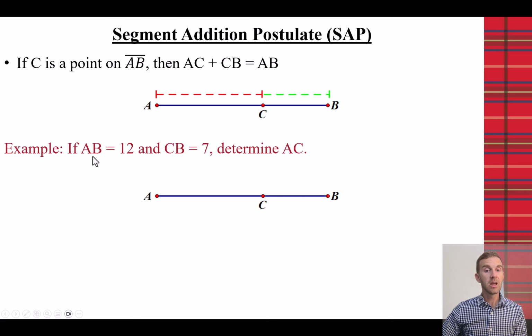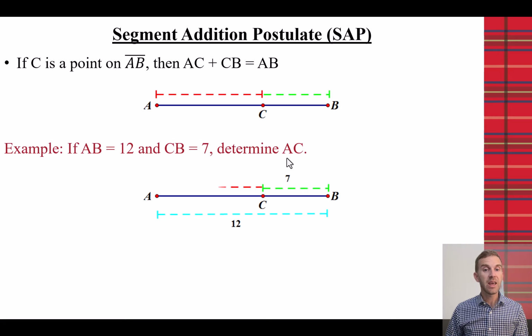So say we have that the length of AB is 12, the length of CB is 7, and we want to determine, well, what's the length of AC? And this is not drawn to scale, just so you understand. So I could just make an image myself with the segment, I put a point on it, and then I label the pieces I have. I know that the entire length is 12 units. I know that from C to B, that length is 7 units, and what I want to know is what's the length from A to C.